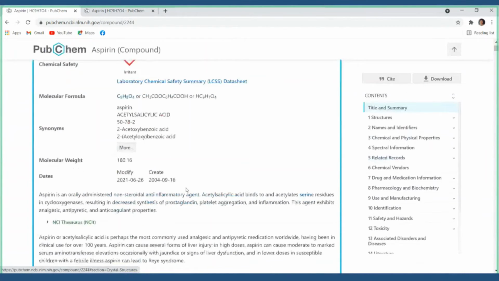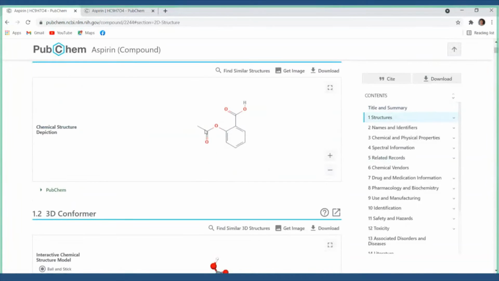If you look at this chemical, this is what we refer to as a 2D structure. This is a 2D structure of aspirin. This is how aspirin looks. You can see the benzene ring, the carboxylic acid, the carbonyl group, and everything. Okay, so you download this structure and you use it further for your drug design.